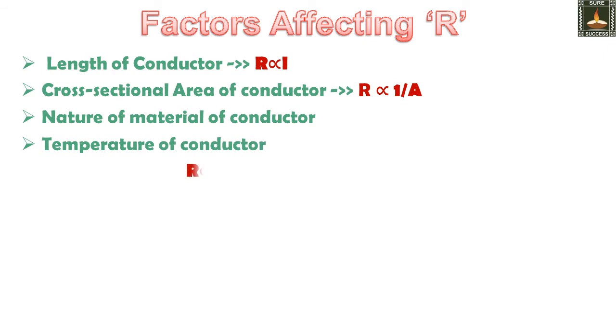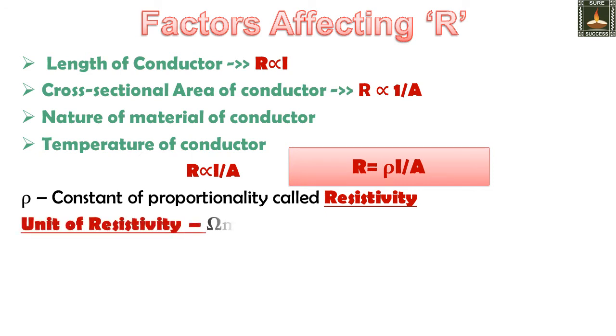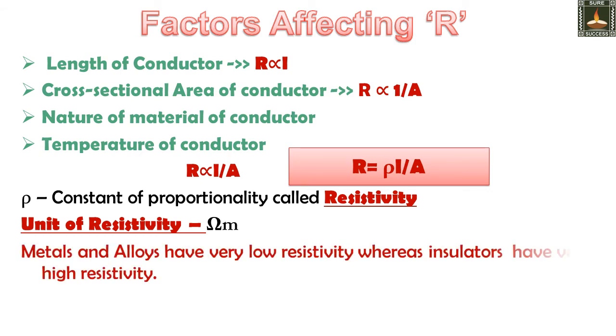So therefore, mathematically, we can state that R is proportional to L by A, and hence R equals rho L by A, where rho is the proportionality constant, which is called resistivity or specific resistance. Resistivity can be defined as the resistance of a conductor having unit length and unit cross-sectional area, and hence its unit is ohm meter. You have to keep in mind that metals and alloys have very low resistivity, whereas insulators have very high resistivity. As a result, the resistance is also more.